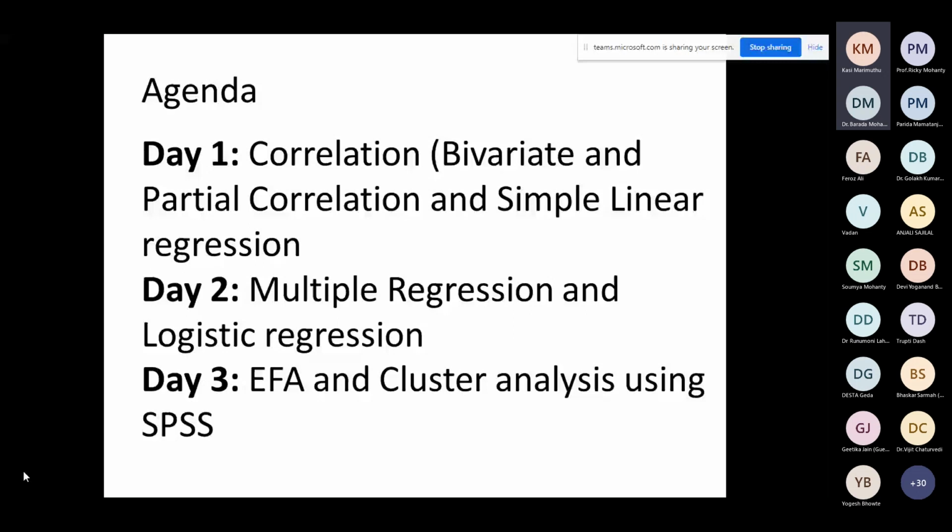Tomorrow, we'll be discussing about multiple regression and logistic regressions, the purpose, assumptions, 1 or 2 examples. We carry on with SPSS, then followed by interpretations, how to write them in a research paper. So 3rd day, I'll be covering exploratory factor analysis and cluster analysis using SPSS, their applications, and how to run using SPSS and interpretation. Okay.